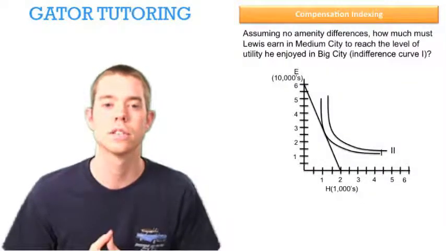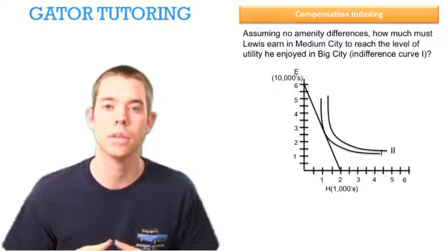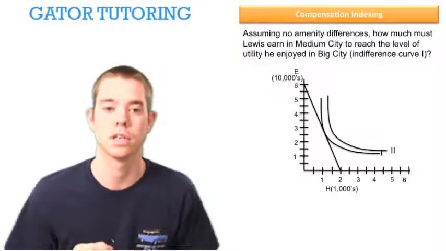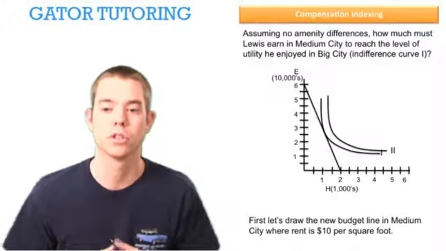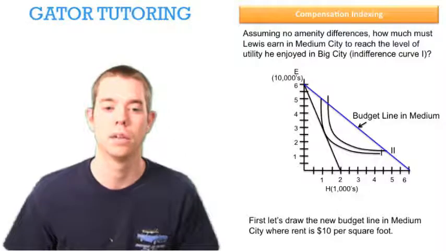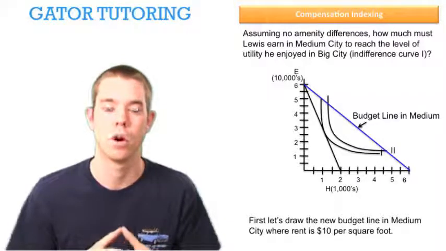The next question says, assuming no amenity differences, how much must Lewis earn in medium city to reach the level of utility he enjoyed in big city, which we can see was represented by indifference curve 1? Well, first let's draw the new budget line in medium city where rent is $10 per square foot. So let's assume that we were still making $60,000 a year. Well, now we'd be able to buy still $60,000 of everything else, but we'd be able to buy 6,000 square feet of housing. So our line would shift to this new blue line.